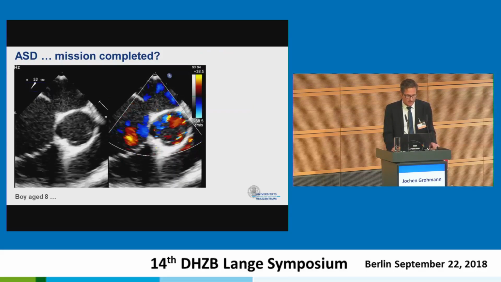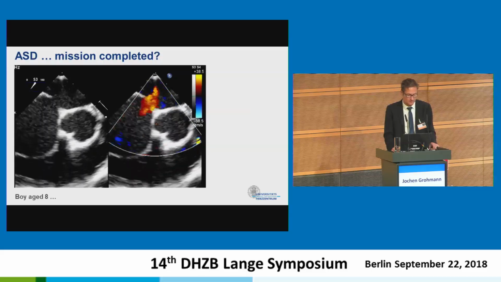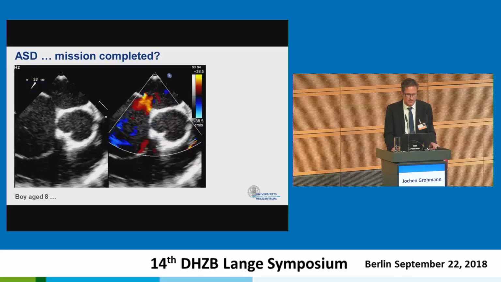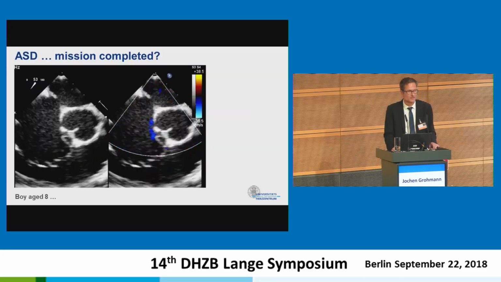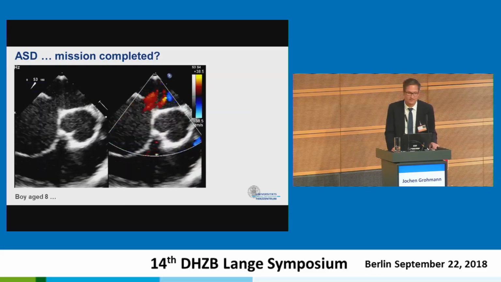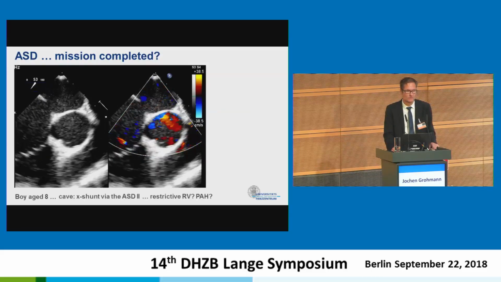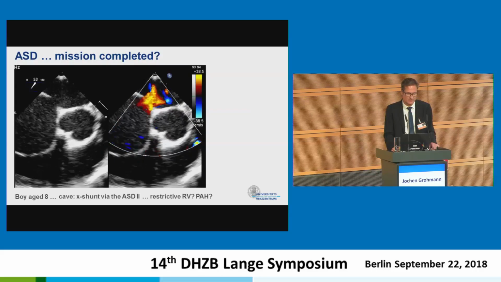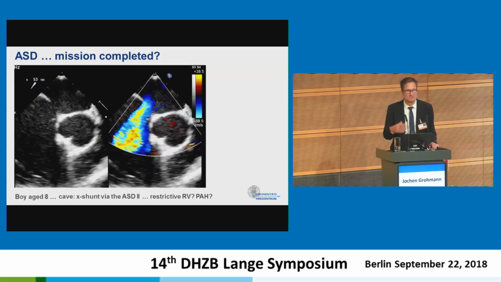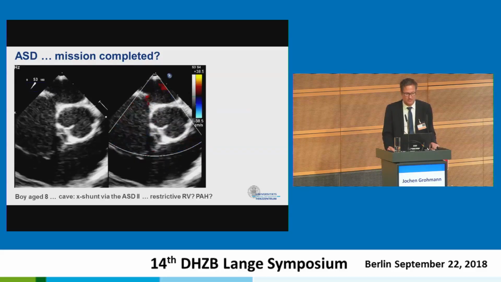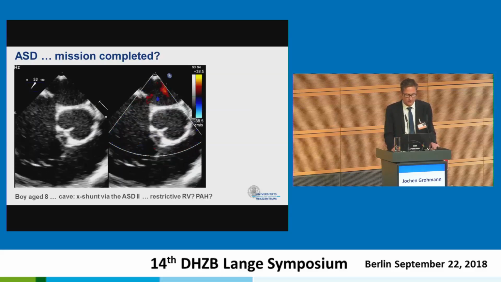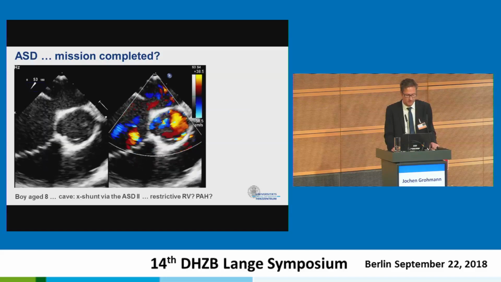Here I show a very typical ASD in a boy aged 8, and I think most of you see that this is not a standard case because there is too much red color here. This is a bidirectional shunt over the ASD, and this is what I said when my talk began: you have to be aware that the function and compliance of the right ventricle is very important if you talk about the shunt direction in larger holes.